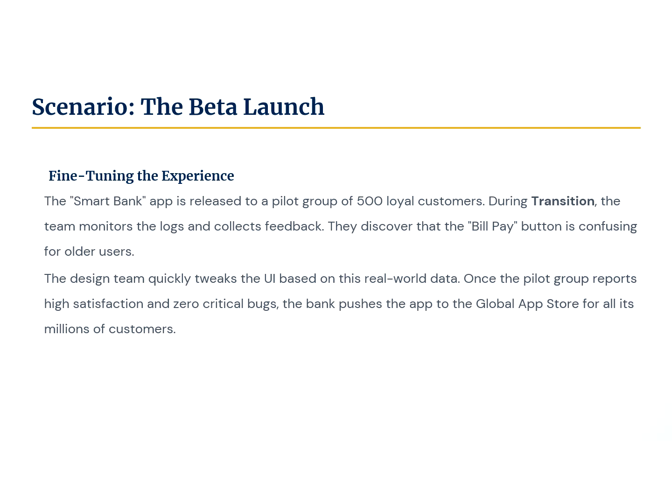The app is released to a pilot group of 500 loyal customers, and during transition, the team monitors the logs and collects feedback. They discover, for example, that the bill pay button is confusing for older users. So the design team quickly tweaks the UI based on the real world data. It corrects, changes, and updates them. Once the pilot group reports high satisfaction and zero critical bugs, then and only then the app is launched for all the users.